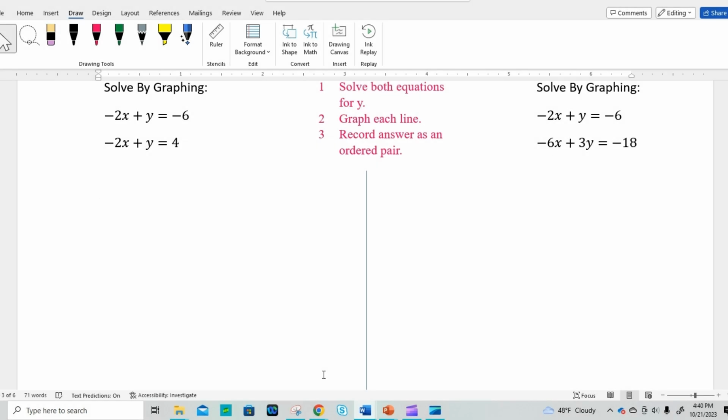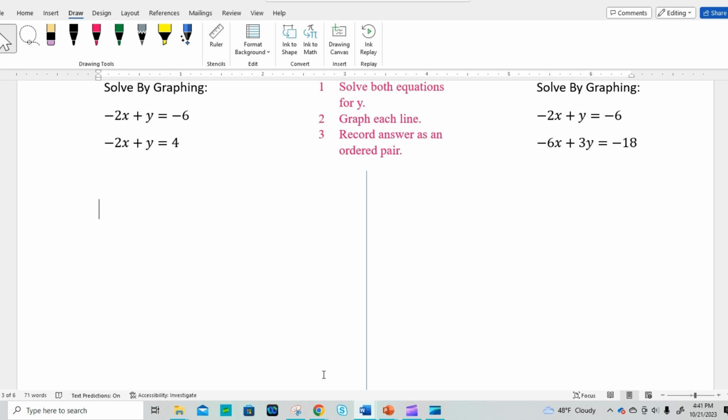Okay, so we are going to look at just a couple more examples, and these examples are more special cases. And certainly you can just follow the same procedure that we did before. And I still have those rules on the screen. We're going to solve both equations for y, graph each line, record each answer as an ordered pair. So you can follow those directions and you will get to a correct answer, whether it's a special case or not.